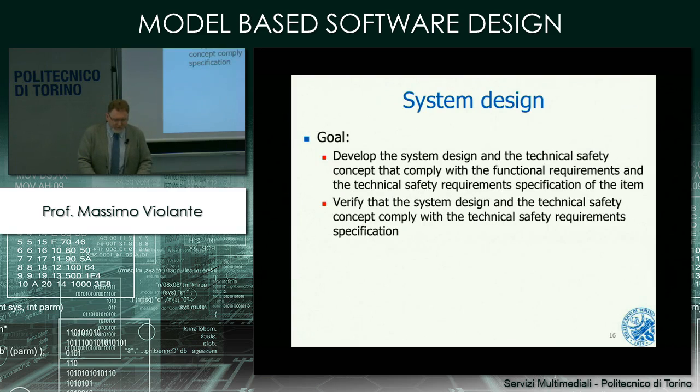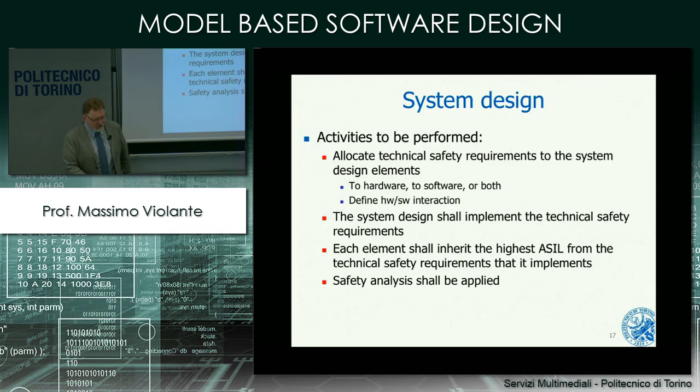Then, once the specification is done, we can start the design. And the design, as I said, is made of two steps. We do the design based on the specification that we provided, and then we check whether the design is consistent with the specification. We are not going into much detail here. Let me just say that this is where we allocate to hardware and software the specification that we gave when defining the technical functional safety concept.